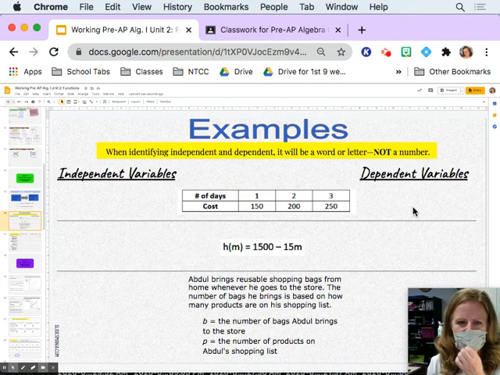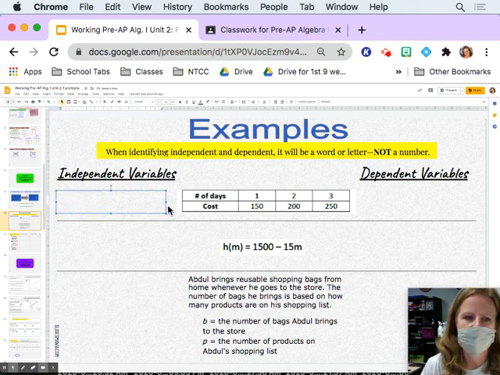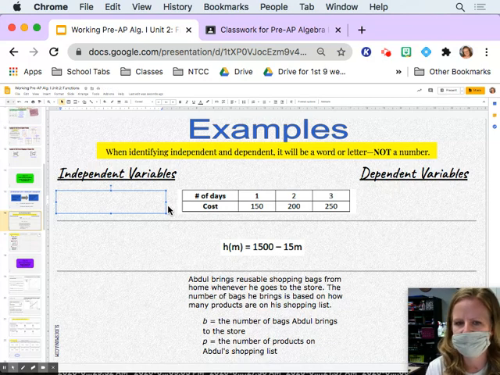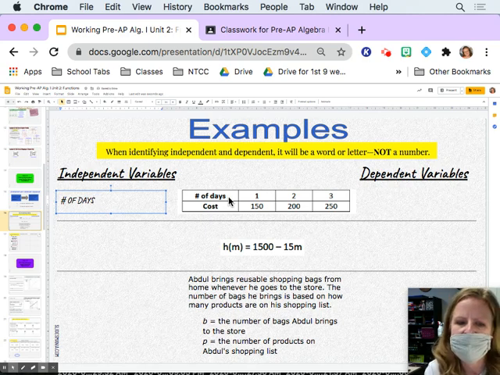Here are some examples. When identifying independent and dependent, it will be a word or letter, not a number. So if we look at this table right here, we have number of days and cost. Number of days being 1, 2, 3, cost being 150, 200, and 250. So we are going to write what the independent variable is. Independent is X. It's the one that causes change in the other one. So the number of days is your independent. We can plug in any number of days.